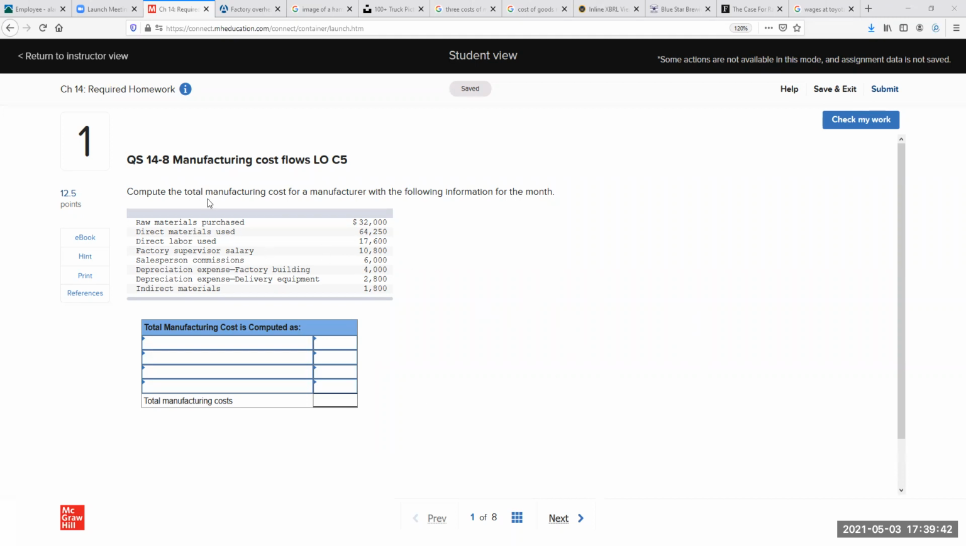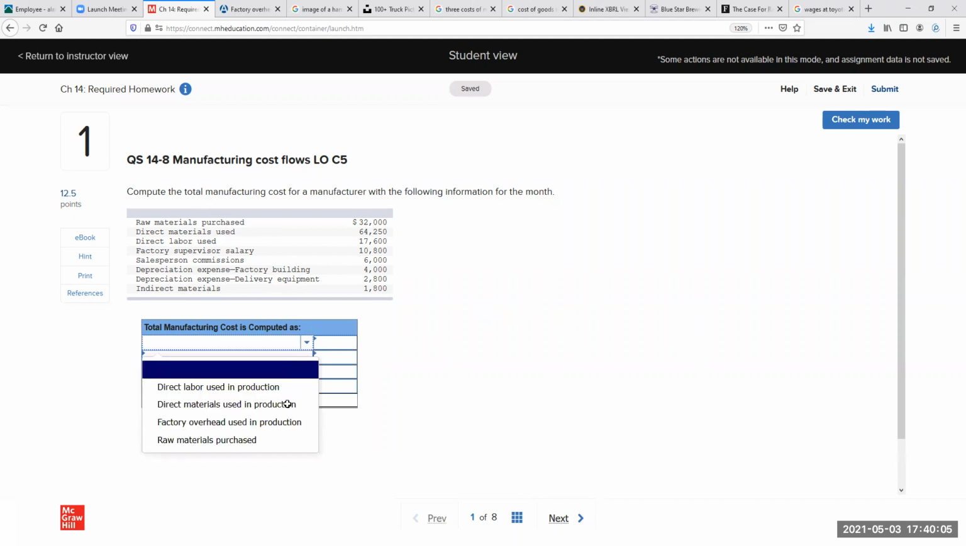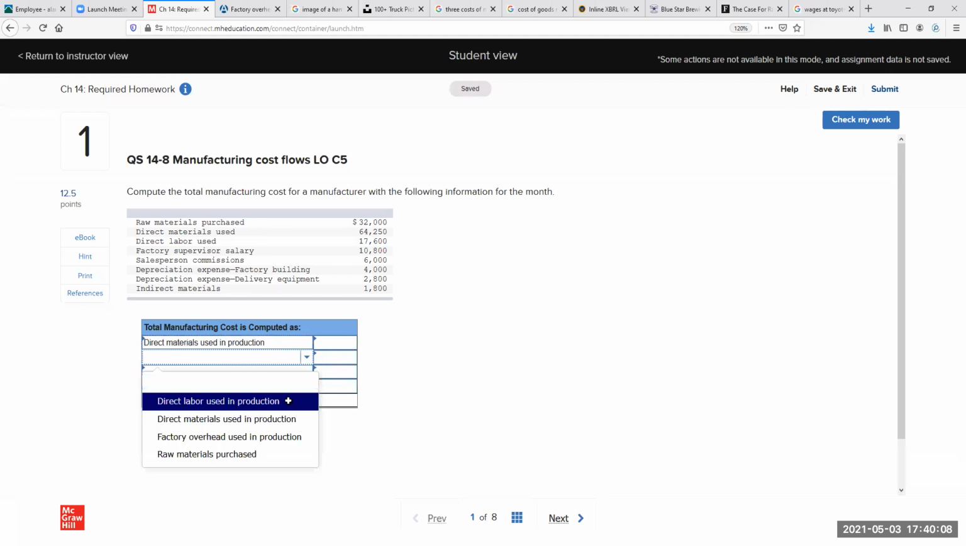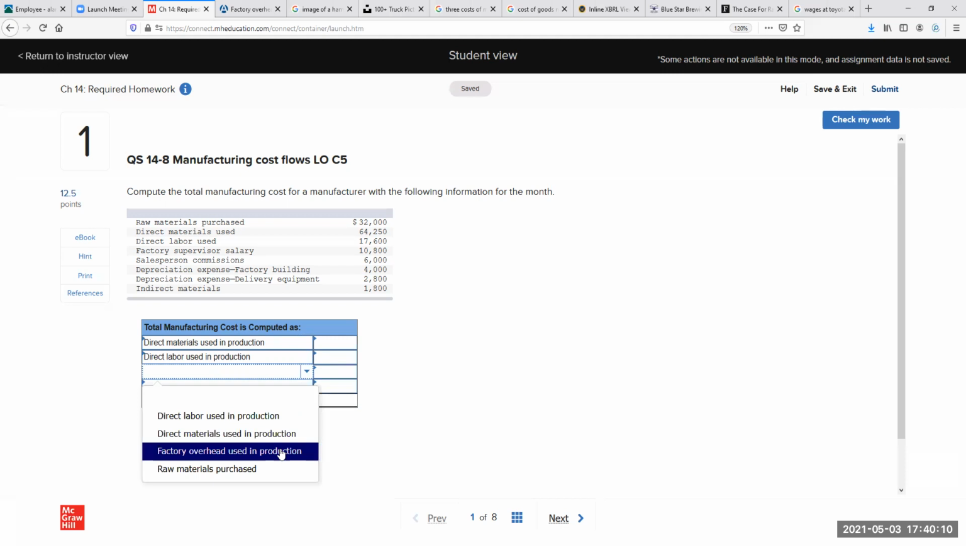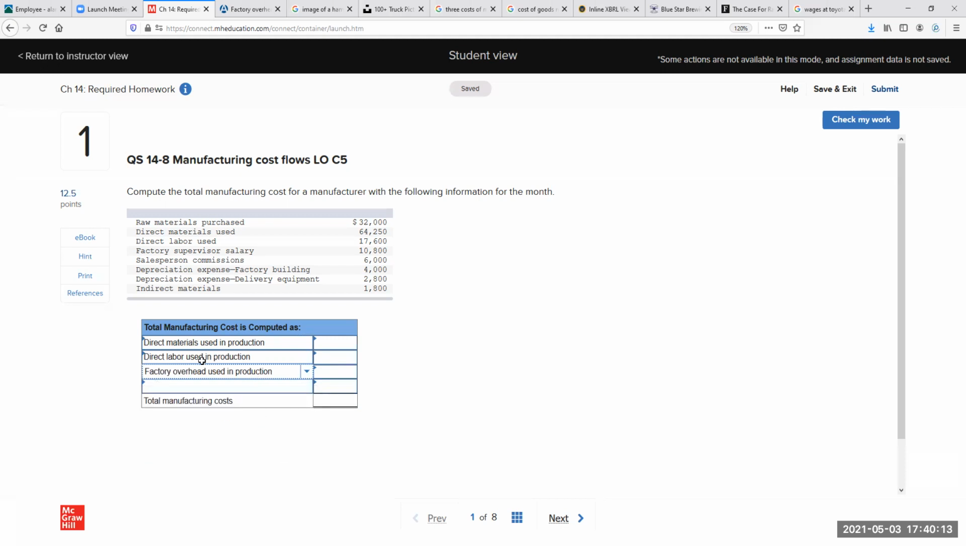So, number one, the total manufacturing is computed as, well, what are manufacturing costs? They refer to the big three as materials, direct labor, factory overhead. Direct materials, direct labor, factory overhead. So let's fill in our outline. Direct materials used in production, direct labor used in production, and then factory overhead used in production. Those are considered the big three. Anything else? That should be it. Let's try it now.